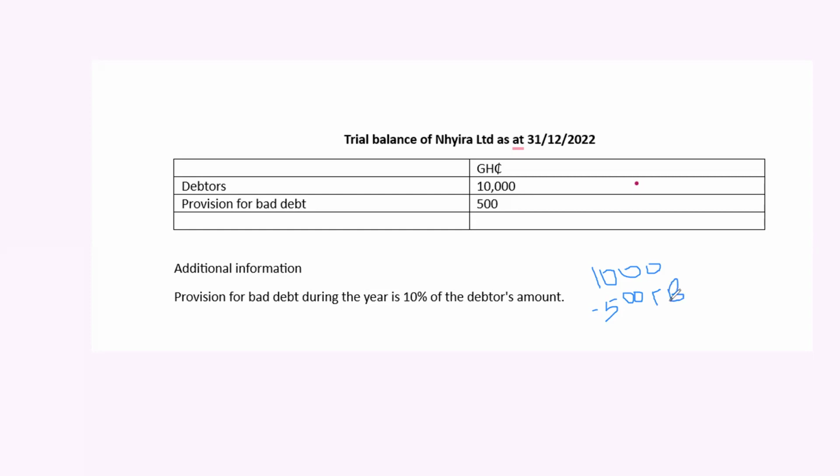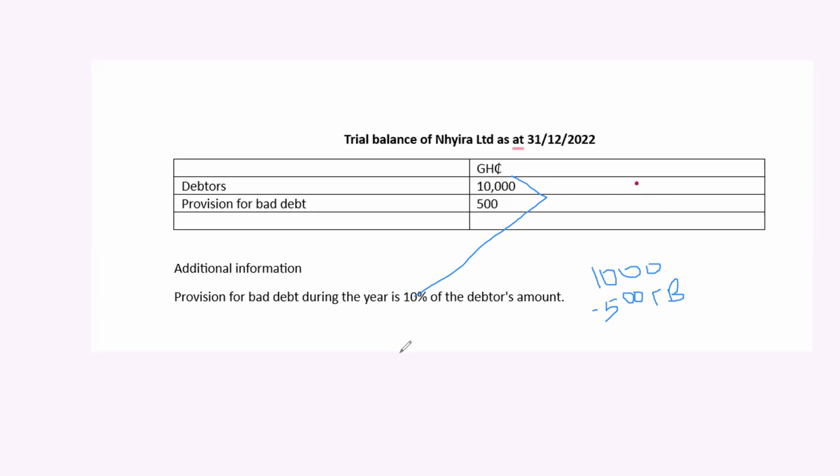So let me represent that by TB. And then the current provision is the 10% that we are making on the debtors figure, which has clearly been explained in our previous video. So this video will just address the reporting aspect of the previous video. So how do we report this information in our statement of profit and loss and our statement of financial position?